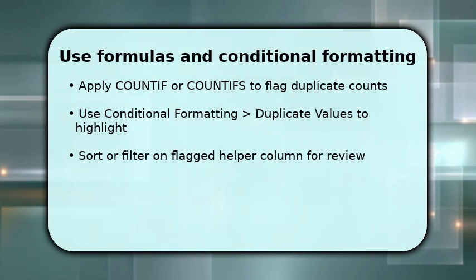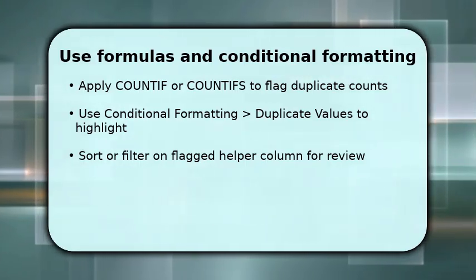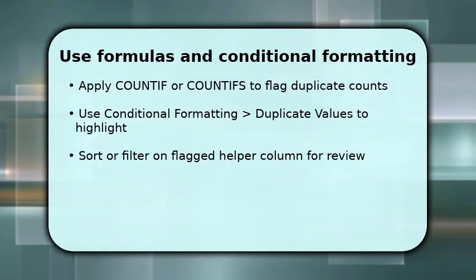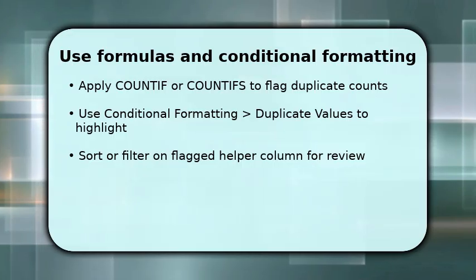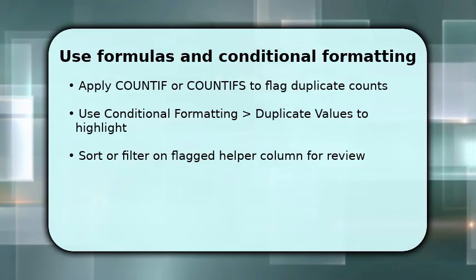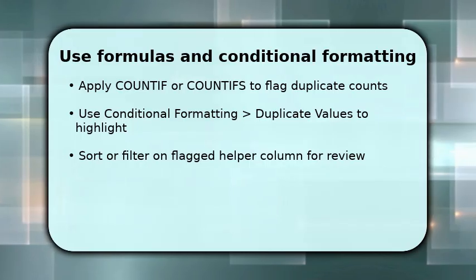You'll add a helper column with COUNTIF or COUNTIFs formulas to quantify duplicates. For example, COUNTIF A2 returns how many times the value appears. Once the formula is filled down, apply conditional formatting to the same column or target columns to color code duplicates so they jump out visually.